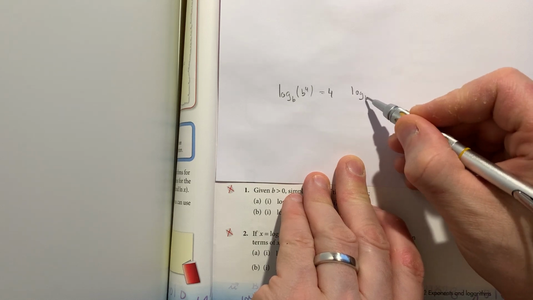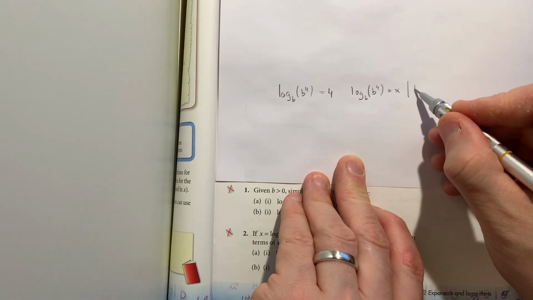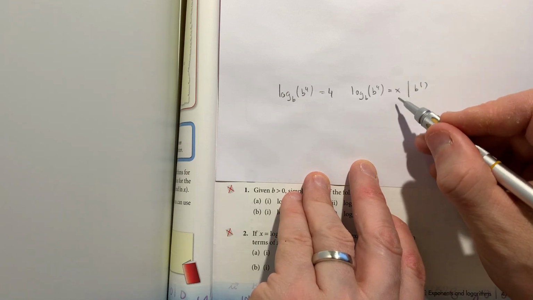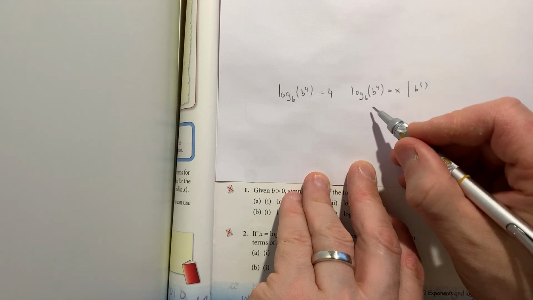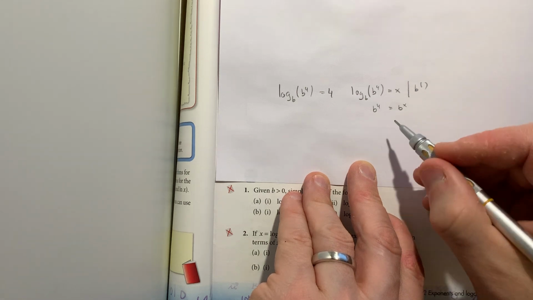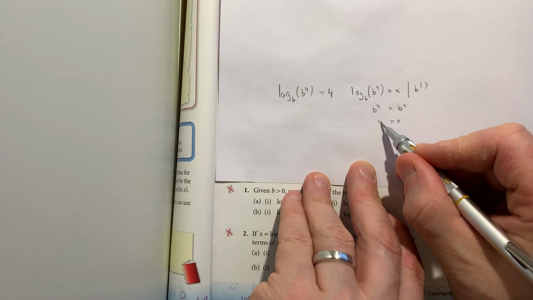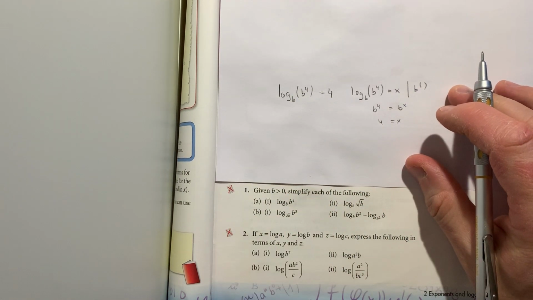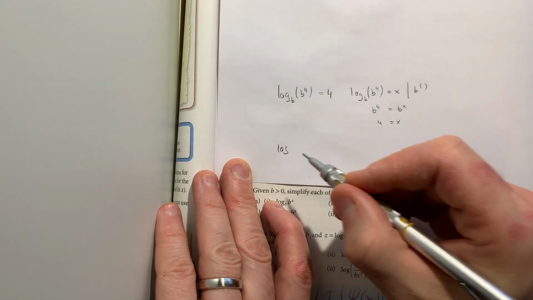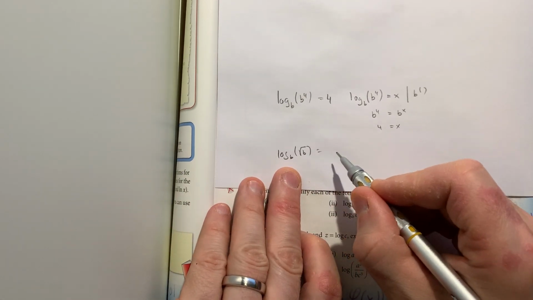You could do it like this. Log to the base of b of b to the 4 is x. Then you use the anti-logarithm, or you take b to the power of the left-hand side and right-hand side. So that would be b to the 4 over here and b to the x. Now you can compare the exponents, and that would be x is equal to 4. That would be another method. Very easy, in fact.